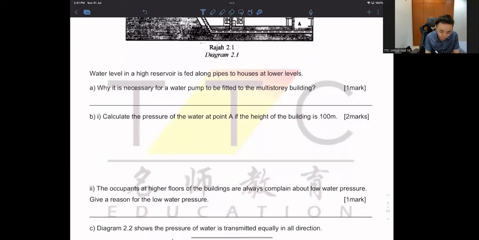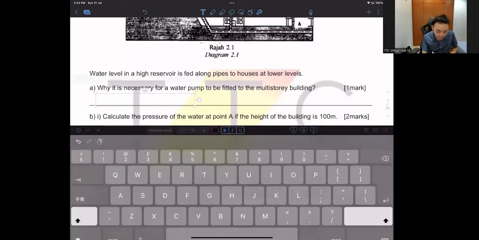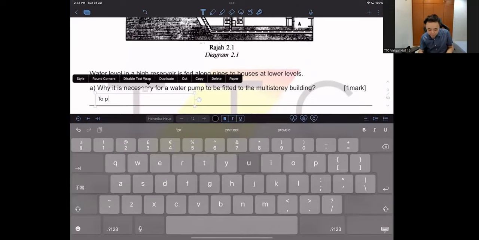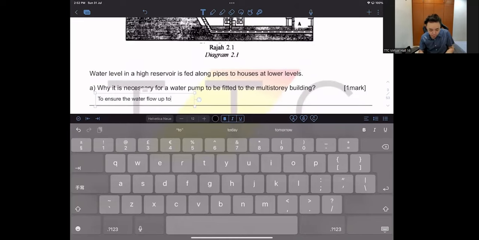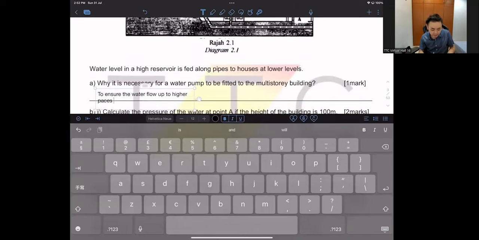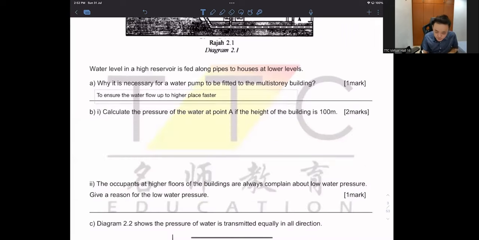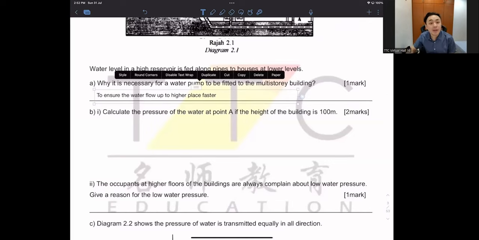Why need a pump? Simple. To ensure, to make sure, to pump. Or you can say to ensure the water flows up to higher places faster. Or you can say to have higher pressure to push the water up to higher places, also can. Yes, to have higher pressure to push the water up to higher places.